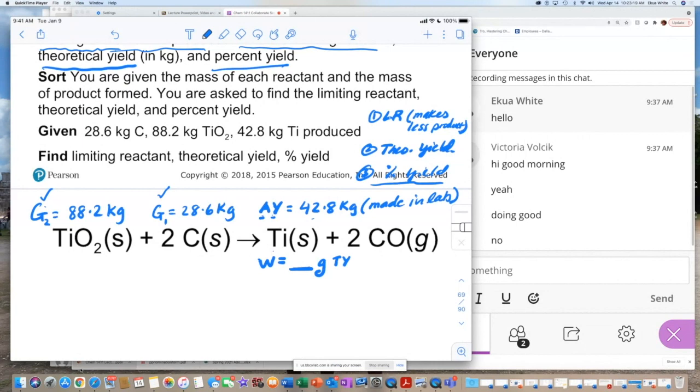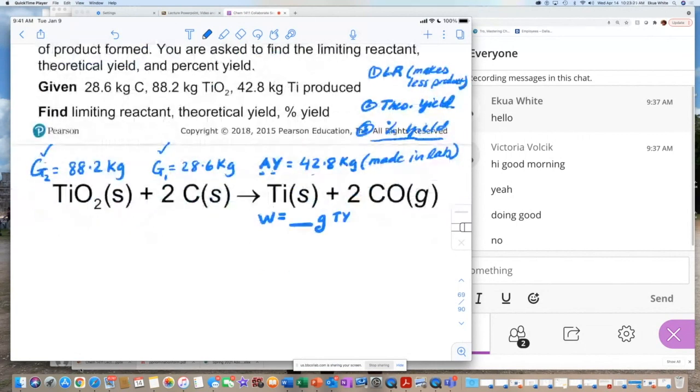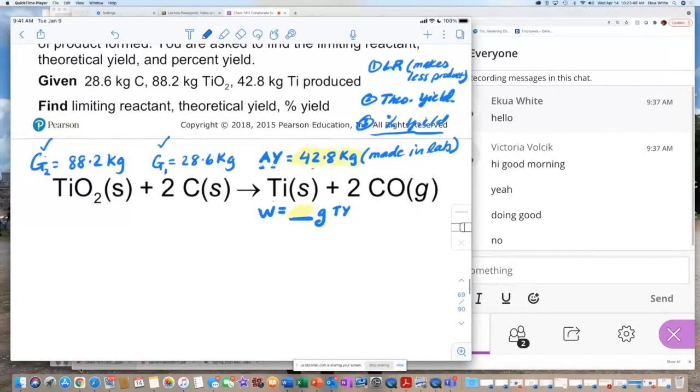That's why you have to understand these questions in the context of what's happening in the lab, because if you take the question outside of lab, it's very difficult to navigate. This last number here is the actual yield. If you were to go to the lab and do the experiment, they're saying this is what you would have made, 42.8. But we want to know how much you should have made. What number goes here? We're going to be figuring that out.